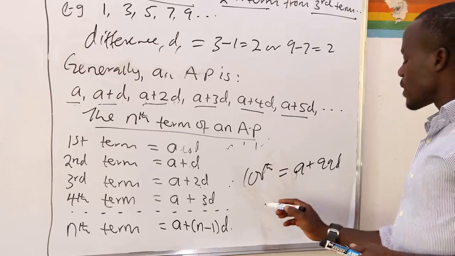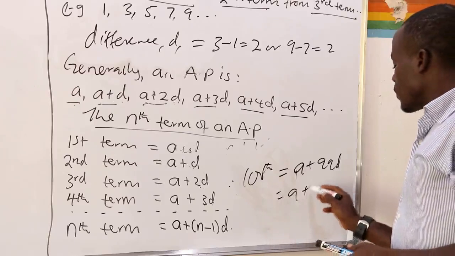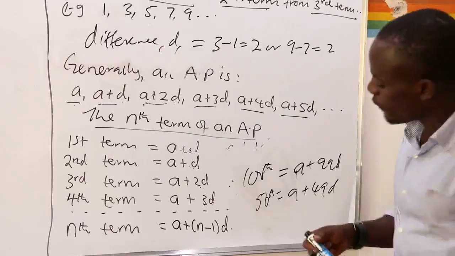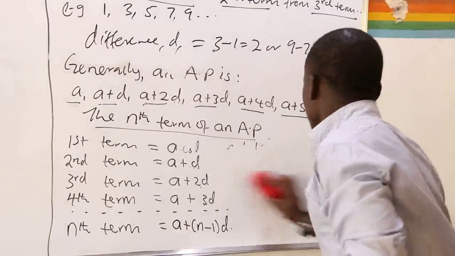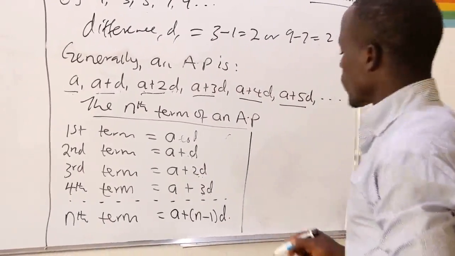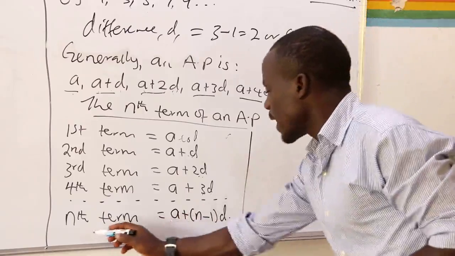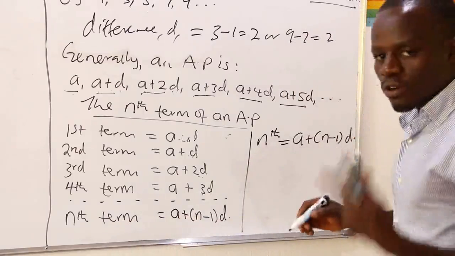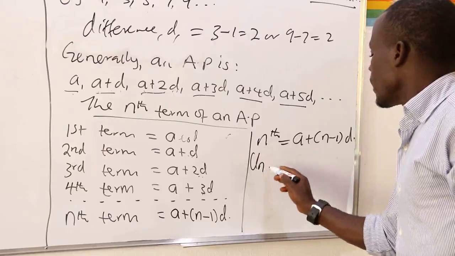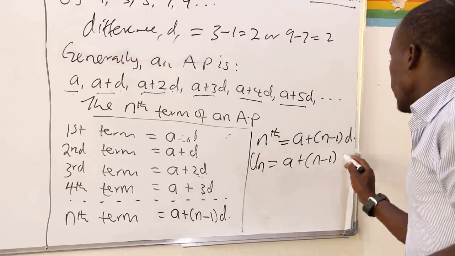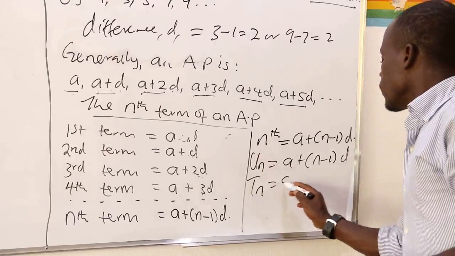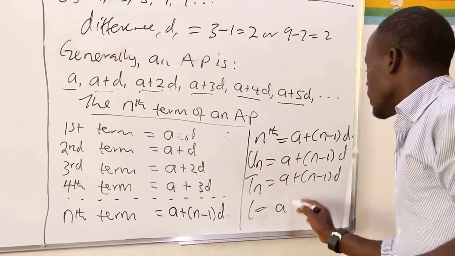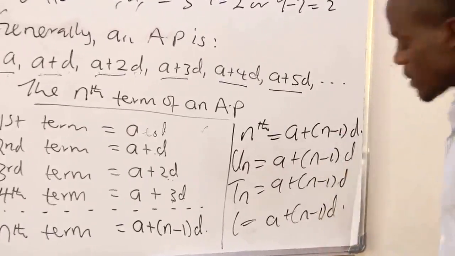If I want to find the 50th term, it's going to be A plus 49D, 1 less than 50. So that is it. With this very formula, we will now be using it to solve related problems on arithmetic progression. And the nth term, which is A plus (n minus 1)D, can also be given in terms of Un, which is the same thing as A plus (n minus 1)D, or Tn, which is A plus (n minus 1)D, or even the last term, which is L, is still A plus (n minus 1)D. So all these things mean the same thing.